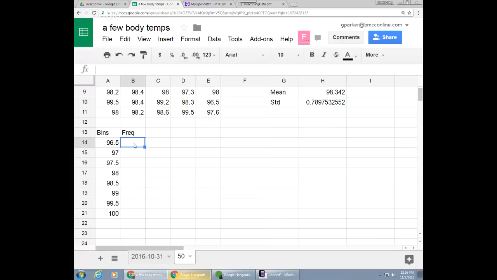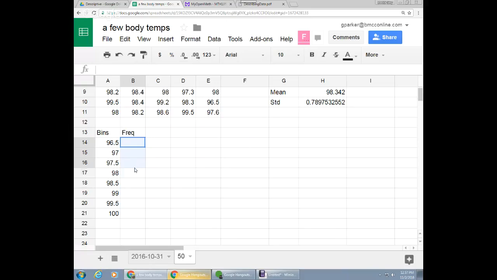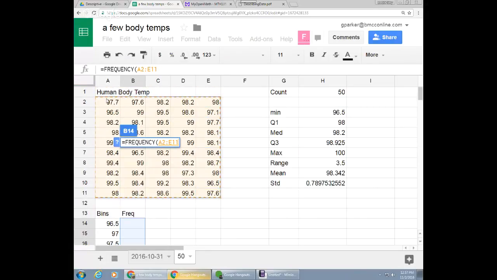Then what do I do next? Anybody remember how to make a frequency table? Equals. Highlight first. Highlight every cell next to a bin, plus 1, okay? And then you just start typing equals frequency. Enter on Sheets, tab on Excel to complete it, and then you highlight your data. That's not my data. There's my data. Comma, and then I highlight my bins.